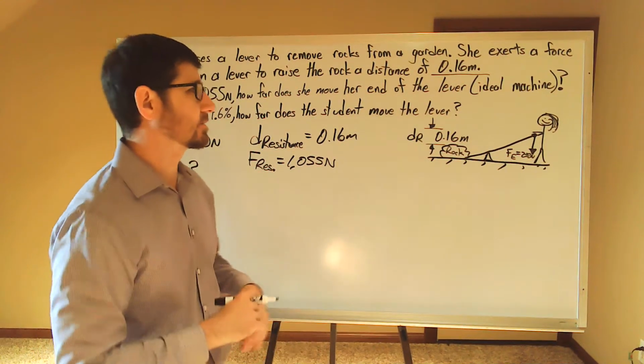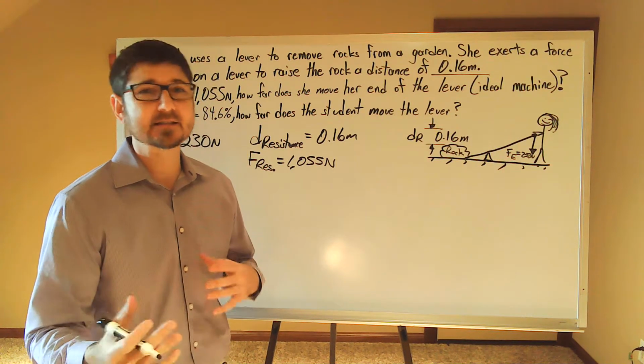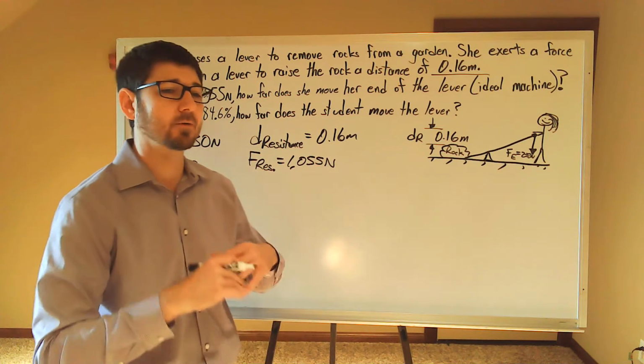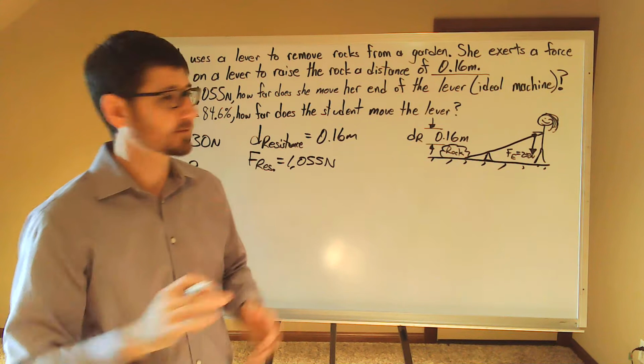Now in part A, it tells us that we have an ideal machine here. So that means there's no losses. So there's no inconsistencies in the material of the lever. There's no loss due to friction. It's a perfect machine, okay?